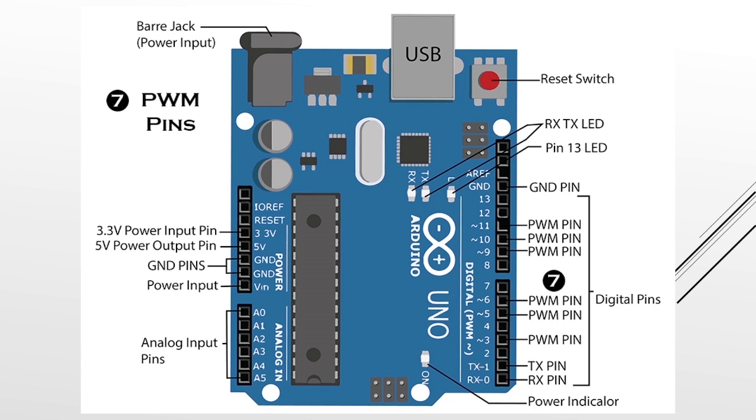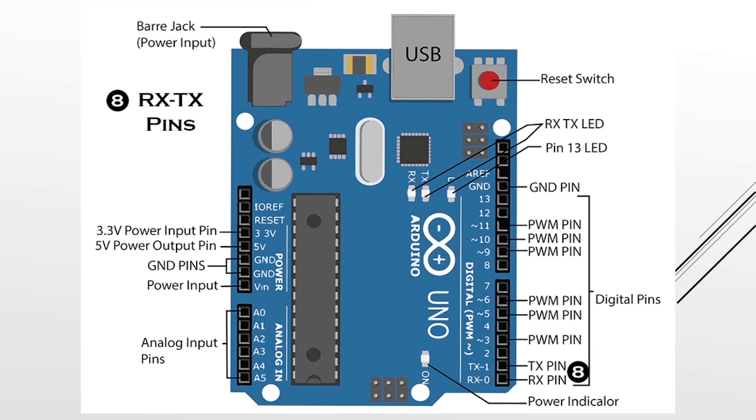PWM pins. You may have noticed the tilde next to some of the digital pins, which are 3, 5, 6, 9, 10, and 11 on Arduino Uno. These pins act as a normal digital pin but can also be used for something called pulse width modulation. They are used as analog output, like fading an LED in and out.